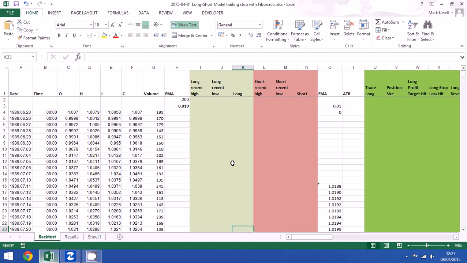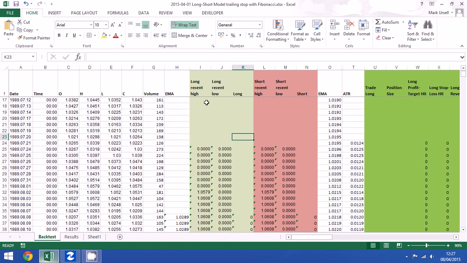So what have I done in this particular model? Well, I've set up a check here looking at our recent highs and our recent lows. As I said, these are significant highs and lows, and I've quantified them as significant if they are a new 21 period high or low.